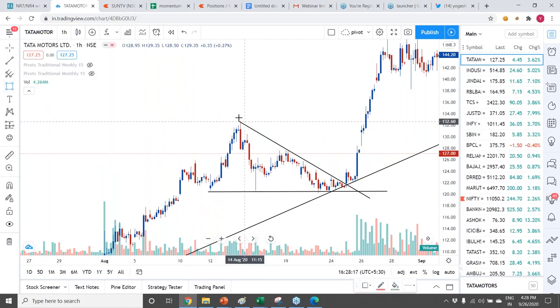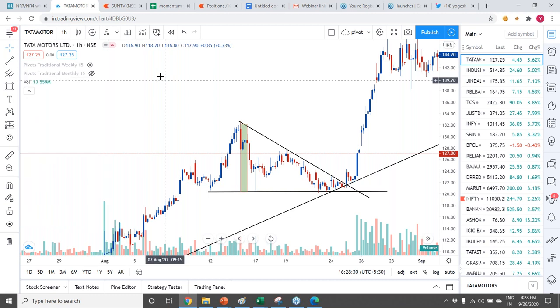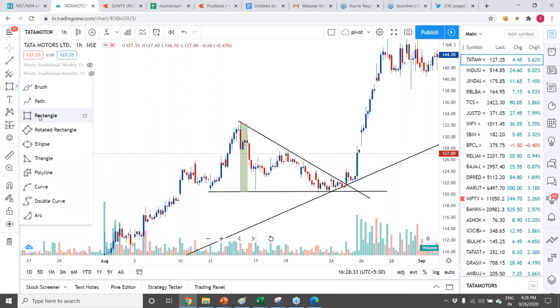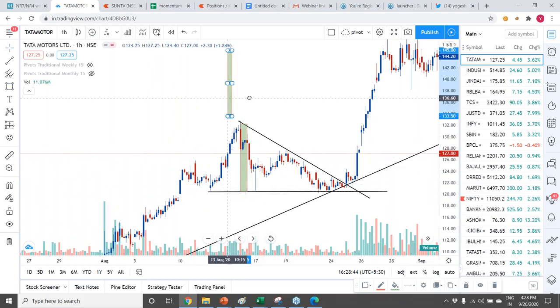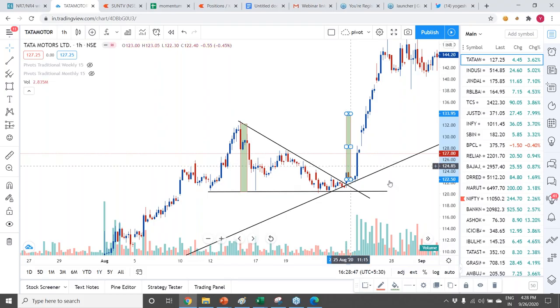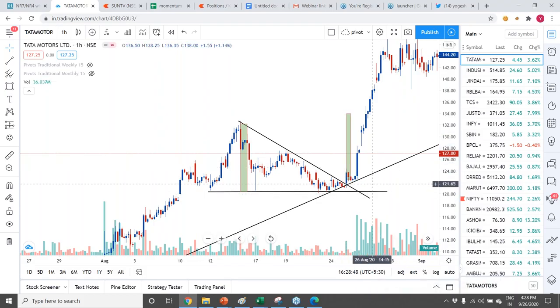Now, how do I find a pattern? So go to the starting point of the triangle, the closest one. So select this one. On the fourth panel, you will find this rectangle. Just draw this rectangle here, like this. And then just place the cursor there and move it to the breakout zone. Can you see this breakout?